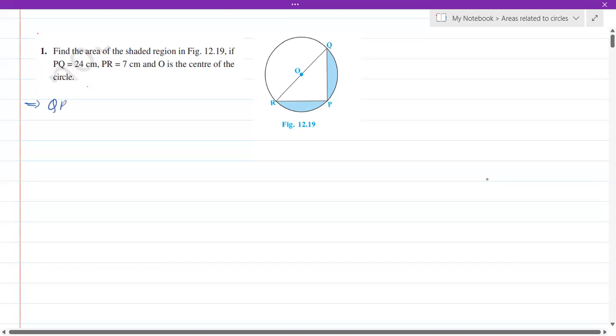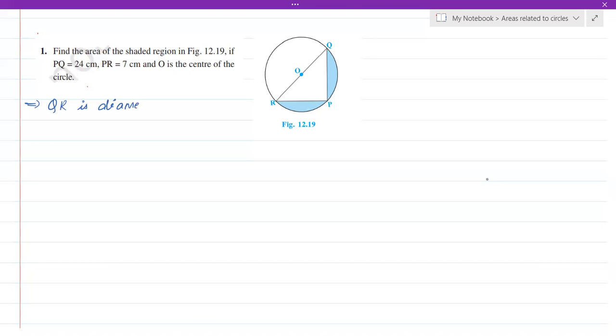QR is diameter of the circle. If QR is the diameter of the circle, then whenever you draw a diameter, you can divide the circle into two equal parts, isn't it? So the bottom part and the top part are two semicircles, isn't it? So whenever you draw a diameter, you get a semicircle.